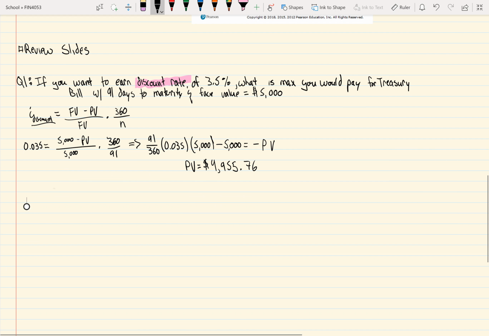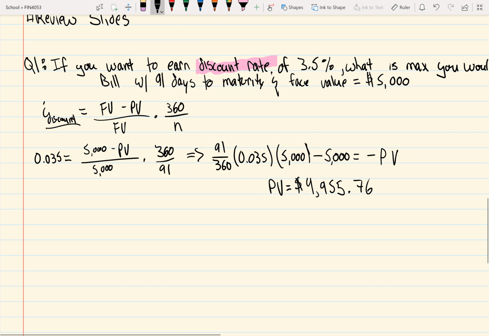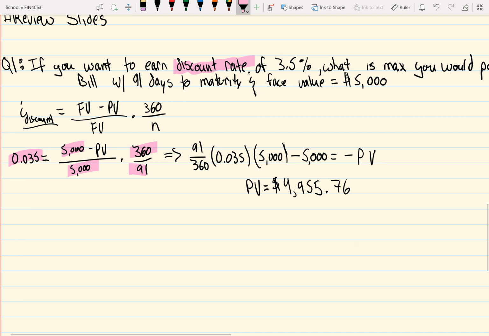So you just obviously set this equal, because it's saying you want to earn 3.5. They give you the face value of 5,000. Since it's the discount, you use 360. It's a 91 day to maturity, so there's your 91, and then you just solve for PV, the present value. So that's what you would pay today to earn that rate of 3.5%. So obviously here I'm just doing a little bit of algebra, rearranging the equation, and the answer is here.